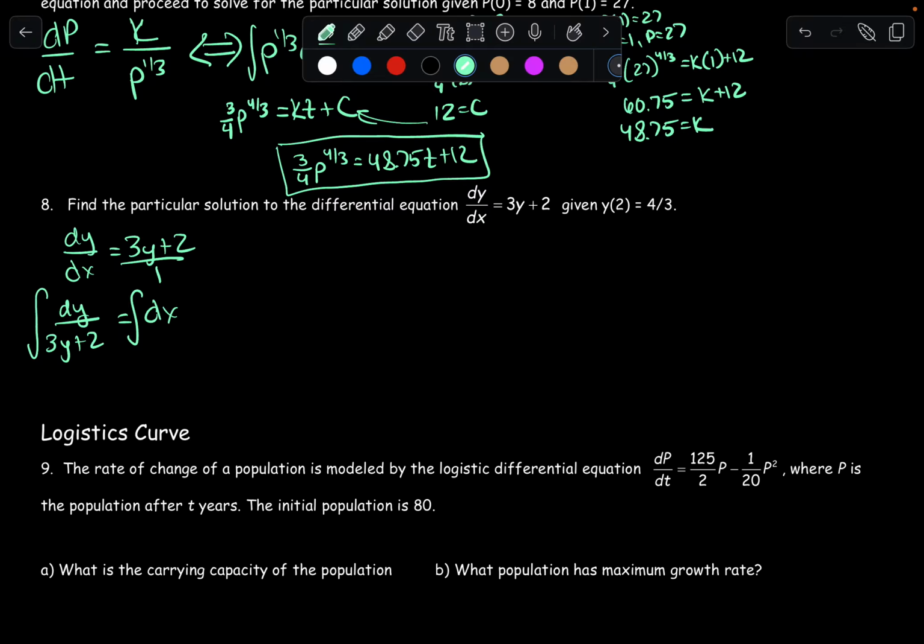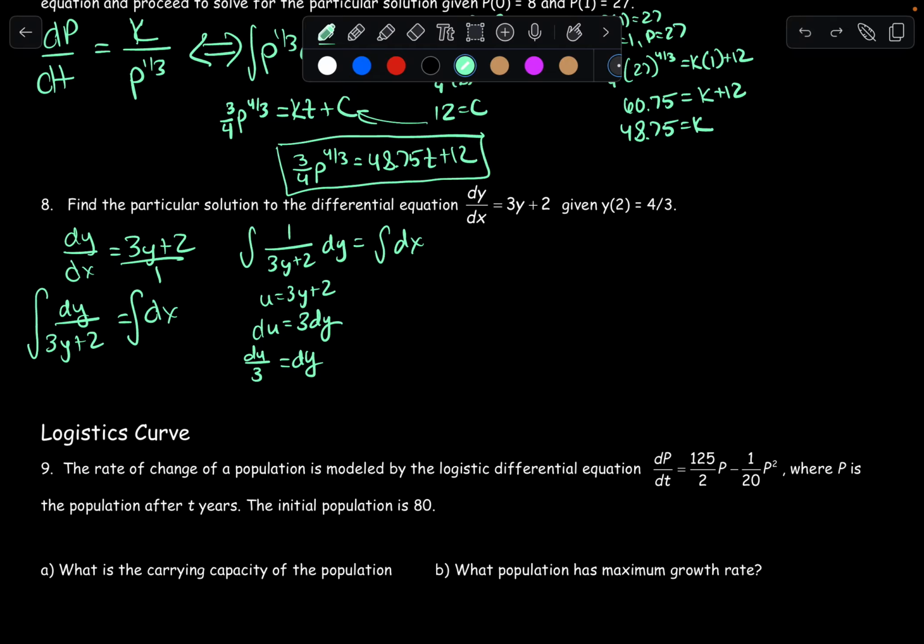So when we integrate 3y plus 2, that is going to be u substitution. So let me rewrite this. We'll have 1 over 3y plus 2 dy is equal to the integration of dx. So u is equal to 3y plus 2. du is equal to 3 dy. And we do not have a coefficient 3 in there, so we will divide du by 3, so we just have the dy. If I had a 3 here, we'd be good, but we don't, okay?